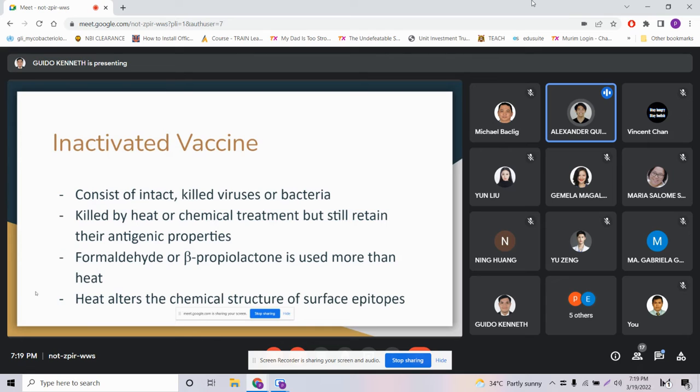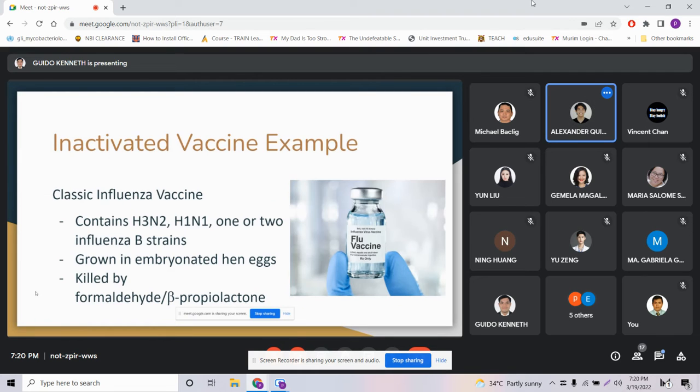Now we head to our inactivated vaccines, which are intact, killed viruses or bacteria. They are either killed by heat or chemical treatment, but still retain their antigenic properties. What is usually used for the killing of the pathogen is formaldehyde or beta-propiolactone. This is used more than heat because heat alters the chemical structure of surface epitopes. Next slide, please. So an example is our classic influenza vaccine.